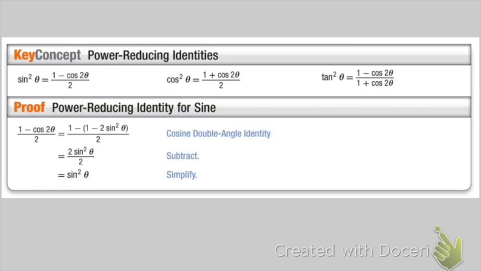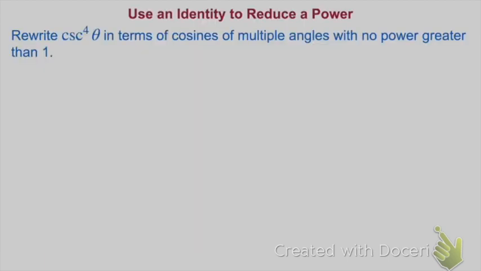The proof for this is down below. This can become an involved process, especially with one like this. It says use an identity to reduce a power. So we want to rewrite cosecant to the 4th theta in terms of cosines of multiple angles with no power greater than 1. So we want to get rid of all the exponents when we're done, and have everything in terms of cosines. We have nothing to do right now with cosecant to the 4th, so we need to rewrite this in a way we can use it.